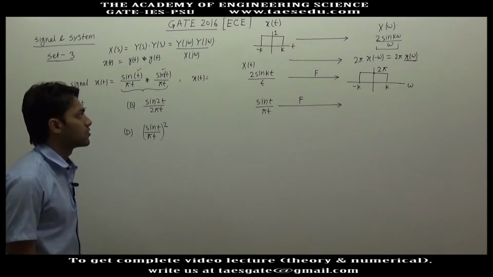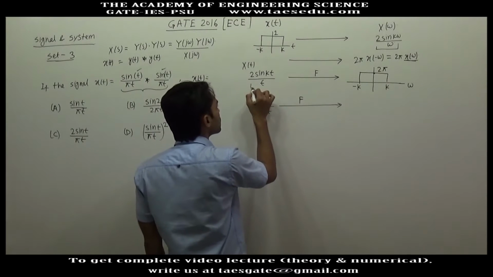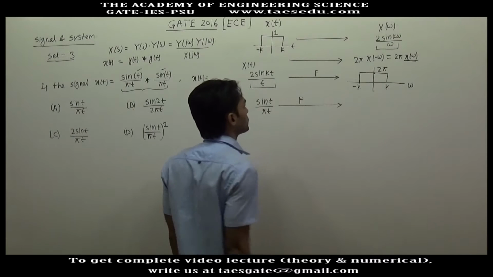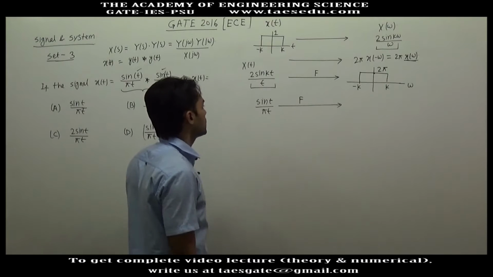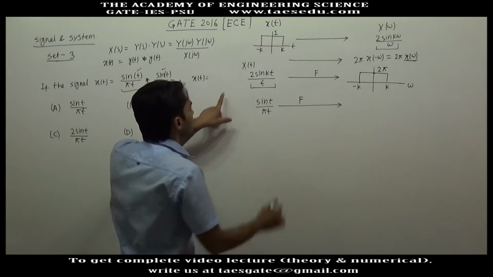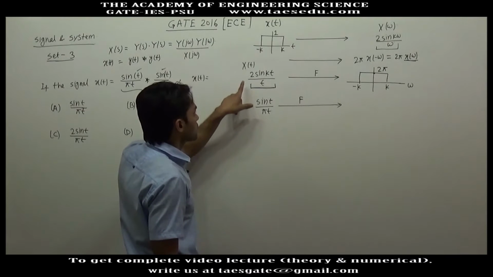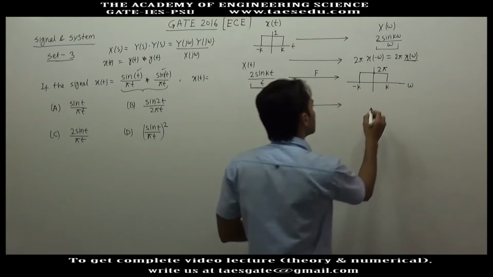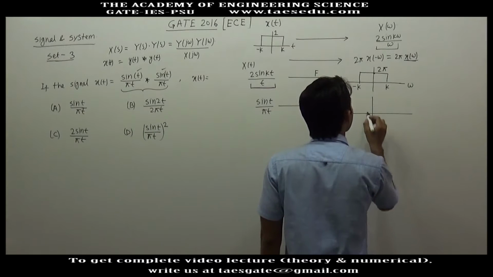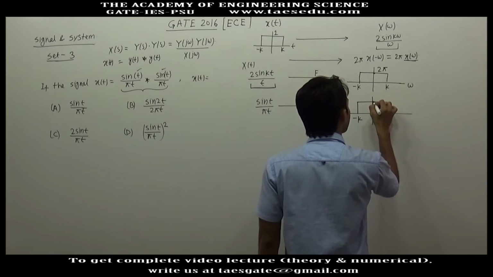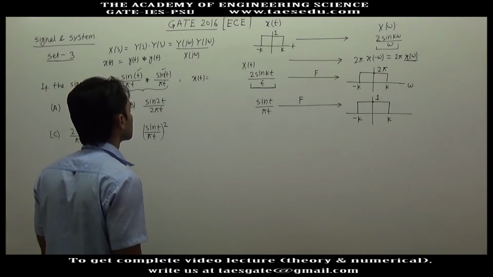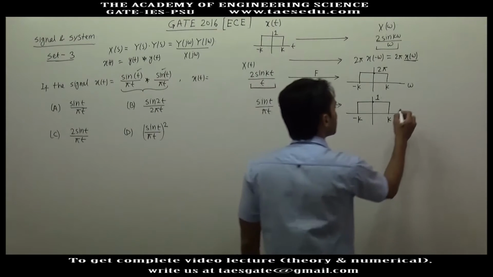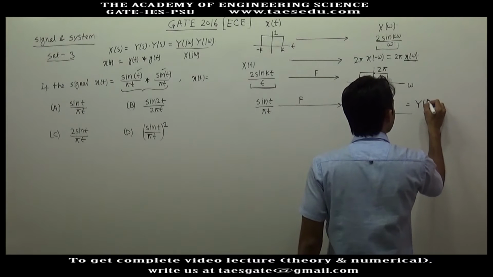So this way, with the help of duality, we found the Fourier transform of 2 sin(kt) divided by t, and we have to find the Fourier transform of sin t divided by pi t. So we have to divide this function by 2 pi. If you divide it by 2 pi, you will get from minus k to plus k, and the height will be 1. So this is nothing but Y(j omega).